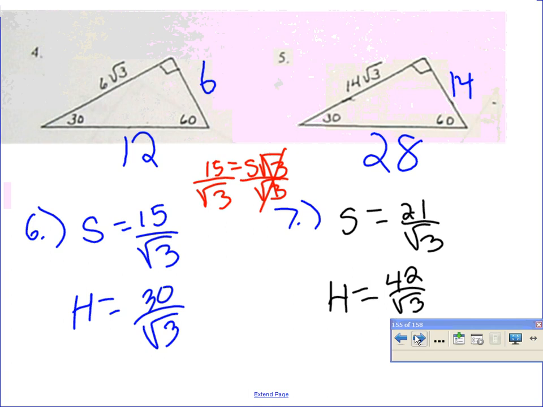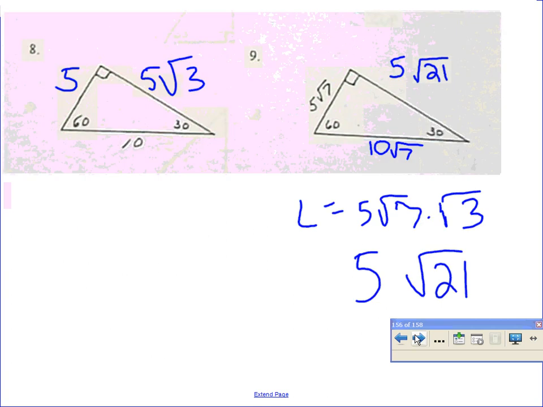Okay, number 8. Now we can go to number 8. The long side is 5 square root of 3. Short side is 5. Number 9, the long side is 5 square root of 21. And the hypotenuse is 10 square root of 7. And I'll come back to questions.